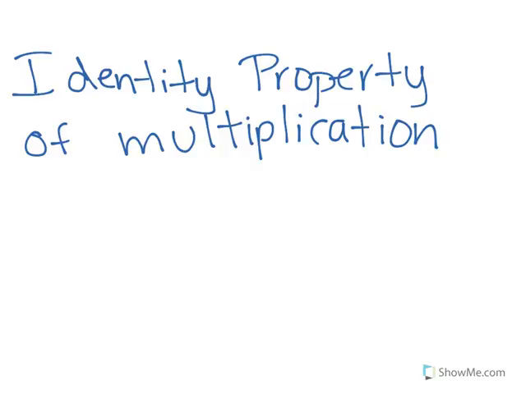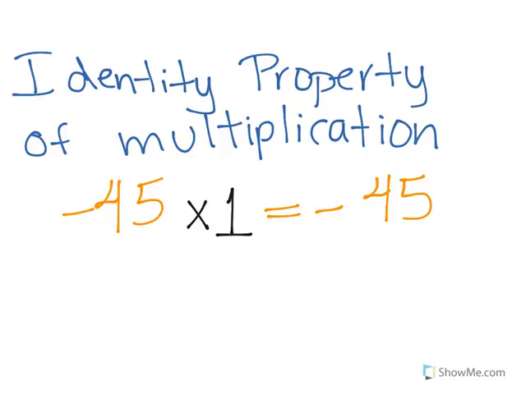Now, with the same idea, what would be the identity property of multiplication? If you multiply a number by something, what would that something be so that there is no modification to the original value? So, maybe some of you will know that it's times 1. Because if you do, let's say, negative 45 times 1, this is equal to negative 45. You don't change anything. You owe $45. If you multiply that times 1, you still owe $45.